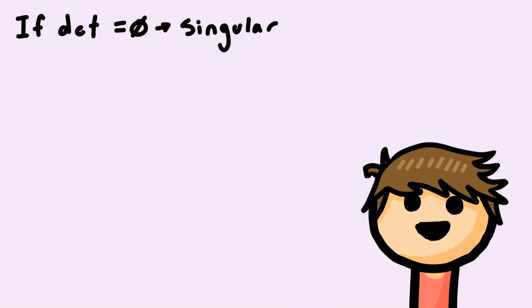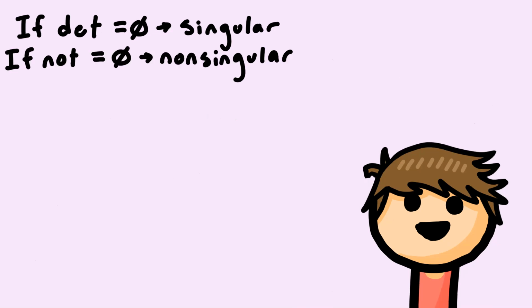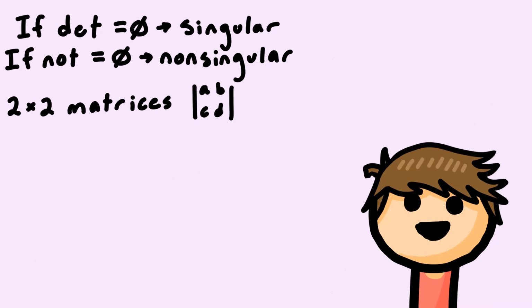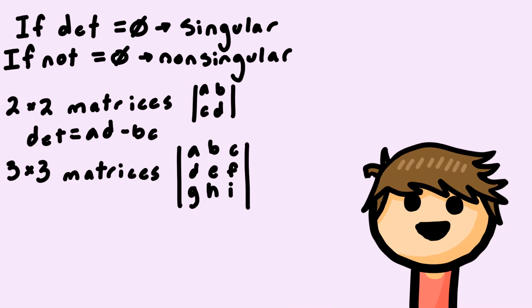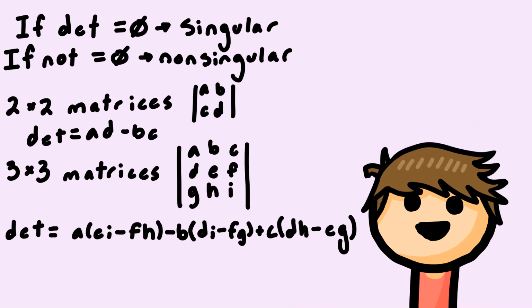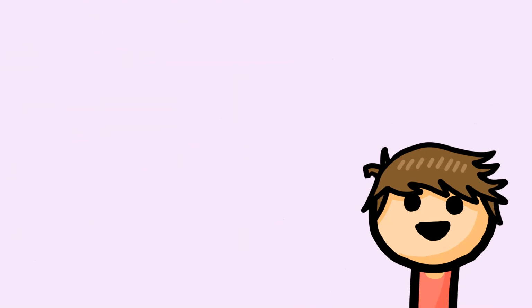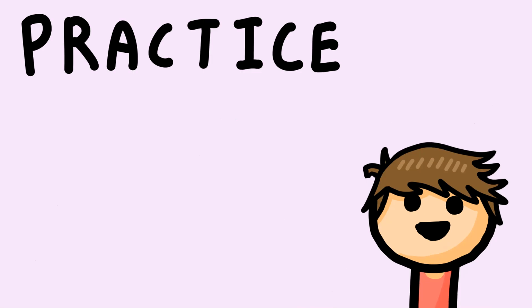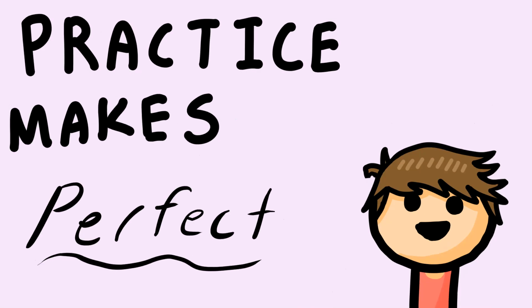So, to conclude, if the determinant is equal to 0, then the matrix will be singular, and if it's a non-zero value, then the matrix is non-singular. For 2x2 matrices, it's very simple, and for 3x3 matrices, we're able to expand using minors and cofactors. That's about everything you need to know about learning about 2x2 and 3x3 matrices. Just make sure to practice on your own and you'll understand it.